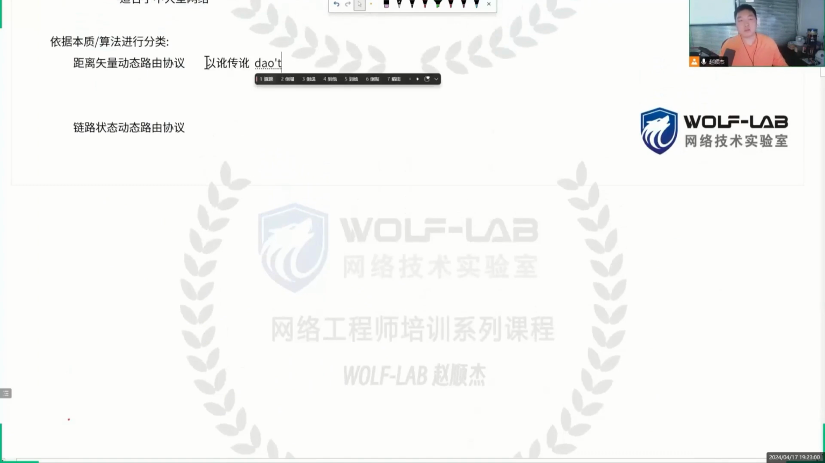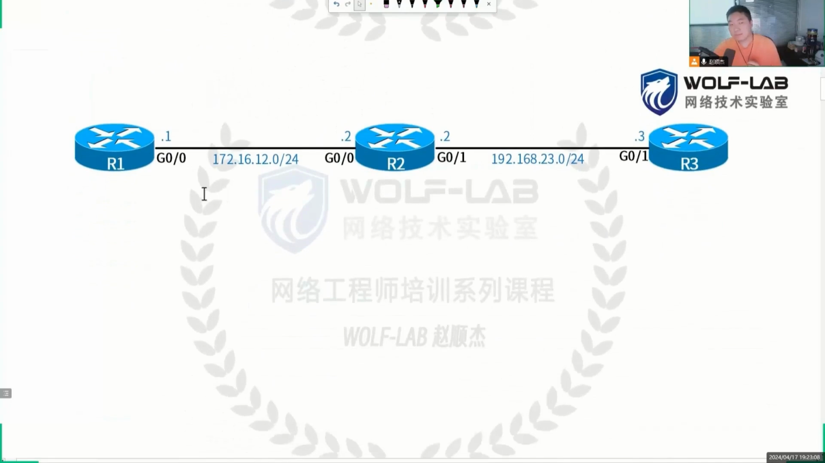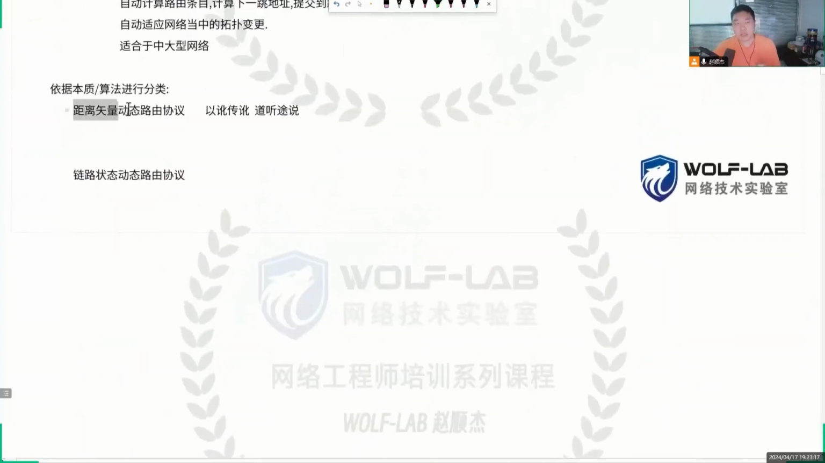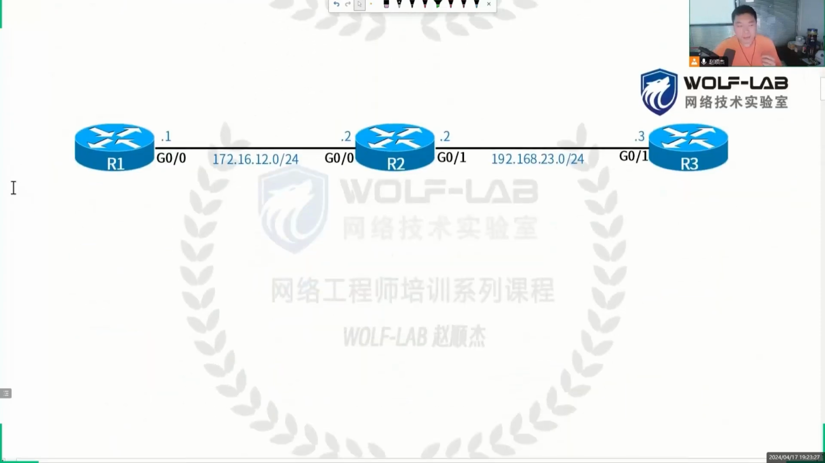The characteristic of the distance vector dynamic routing protocol is very simple and clear, called rumor spreading, heard through the grapevine. What does rumor spreading mean? What does heard through the grapevine mean? First, we need to clarify one point. Every dynamic routing protocol has its own database. For instance, a representative of the distance vector dynamic routing protocols is, for example, IGRP. We will discuss IGRP next, this distance vector dynamic routing protocol.